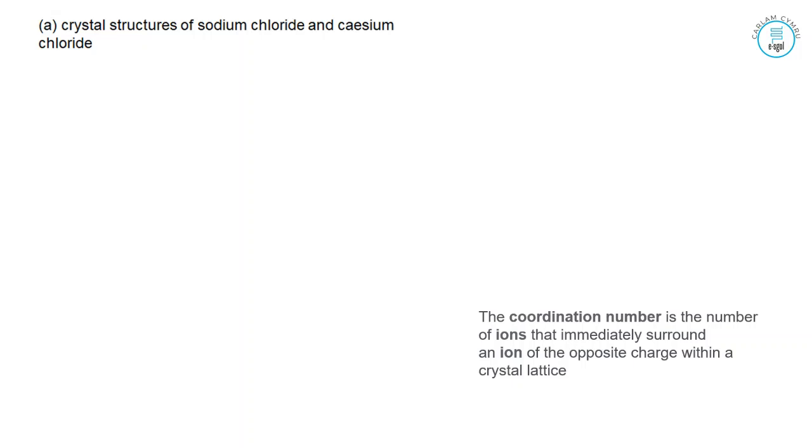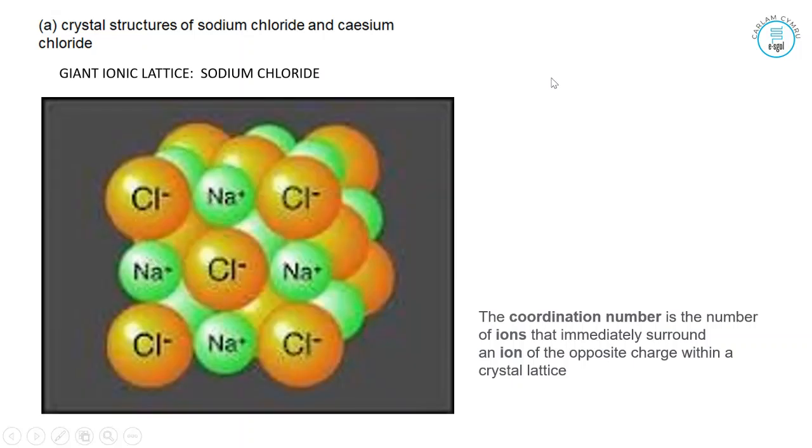Okay, so at A level you need to recognise and draw the crystal structures for sodium chloride and caesium chloride. If you have a quick look here, as we said, they form what's known as a giant ionic lattice. So I'm just going to look at what these lattices look like. And we can see that this is a structure associated with sodium chloride.